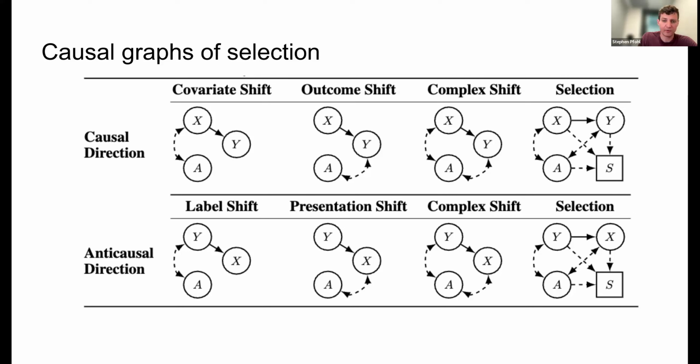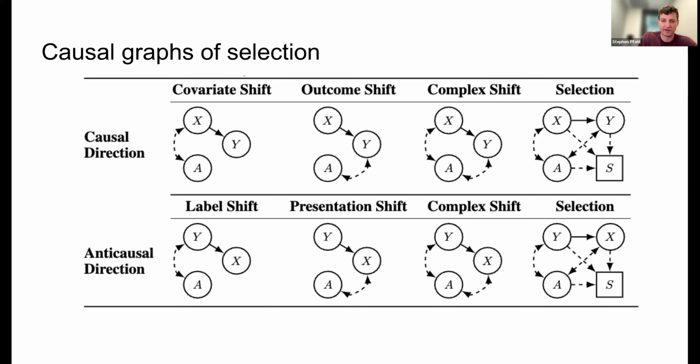And so as before, we can use the structure of the graph to reason about the expected properties of models. And one useful property is that we can think about the model as generalizing to the target population under selection if the covariates d-separate Y from S.